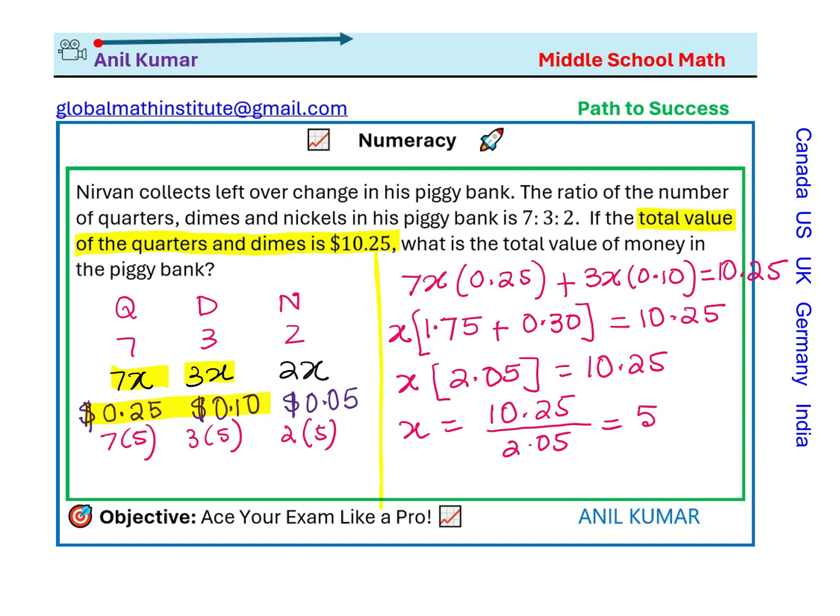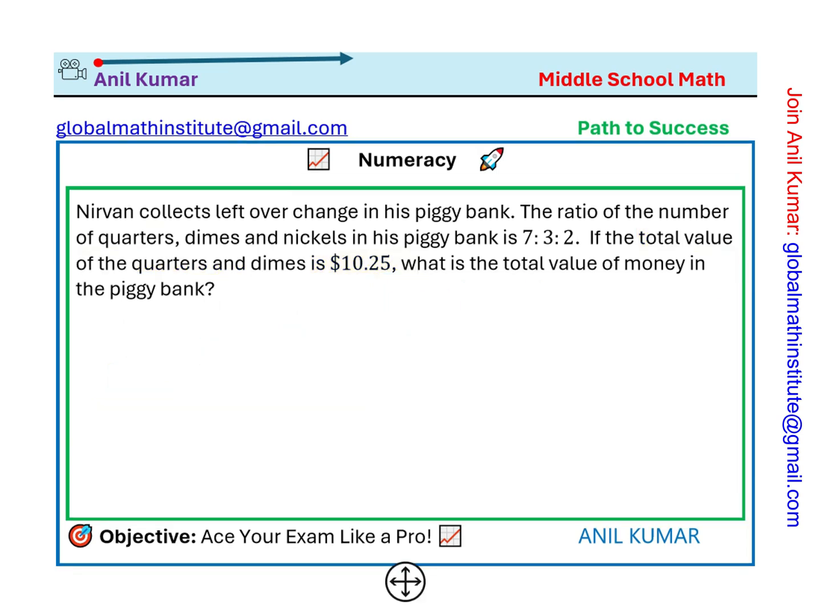By the way, we also know the value of quarters and dimes. To find the total value, we only need to add the value of the nickels, which we just found. So there are 10 nickels. The value of 10 nickels will be added to 10.25 to get our answer. So I hope you have understood. But anyway, let's go on to the next page to finish it off.